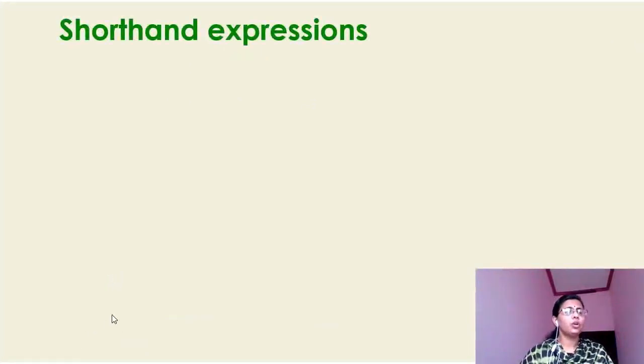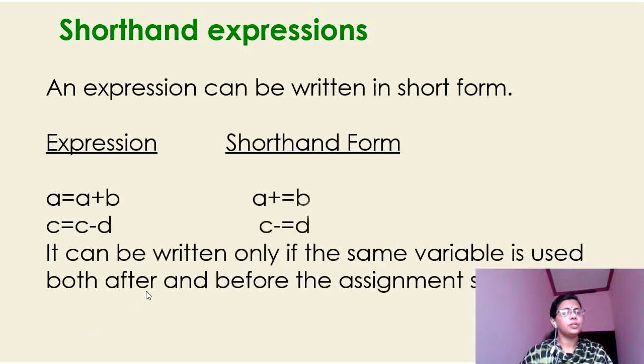Then next we are going to learn about something called shorthand expressions. So what is a shorthand expression? An expression can be written in a short form. What is an expression? This is an expression: A = A + B. Now you can see the same variable is on the left hand side of the assignment operator as well as on the right hand side. So this in short can be written as A += B.